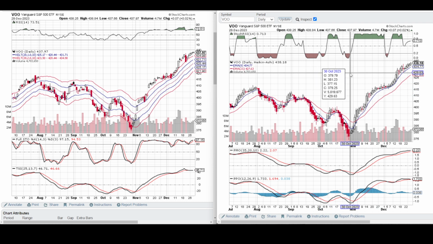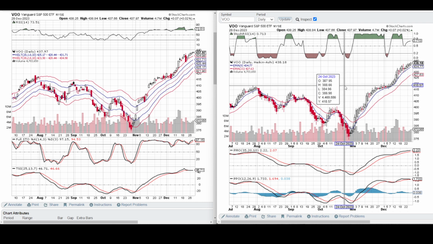Again, this is just for entertainment purposes. Do your own research, and I'm just showing you how I check and use these indicators with stockcharts.com.